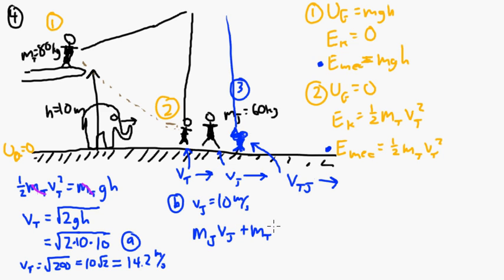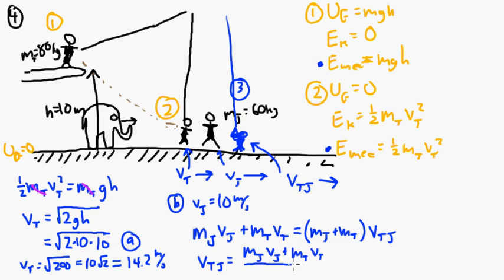Well, afterwards, we got this clump of two people, which has a total mass of mj plus mt times vtj. Okay, so now this is actually fairly easy to solve for vtj, because we just take this whole mjvj plus mtvt over mj plus mt, and that's the unit.